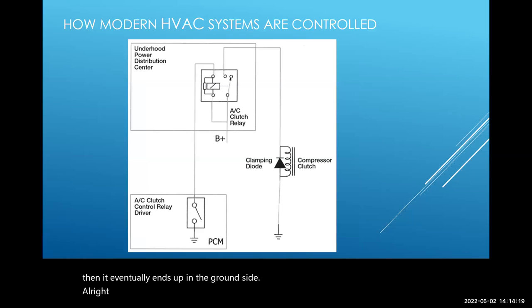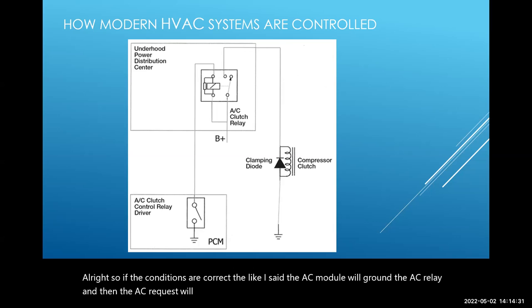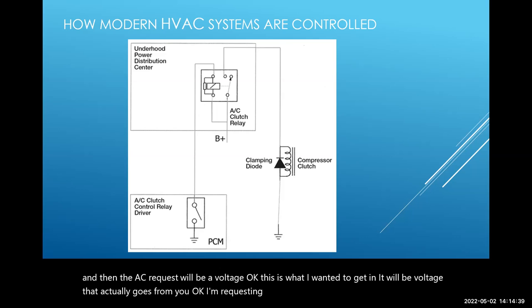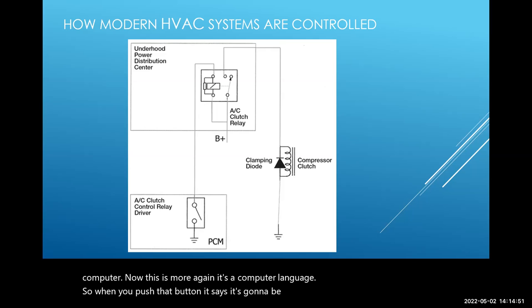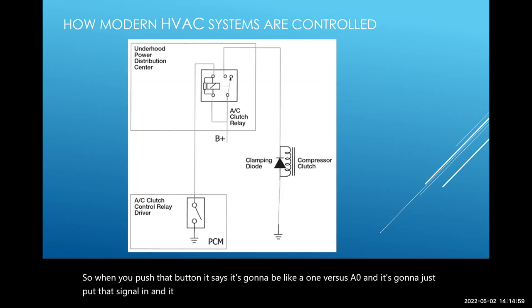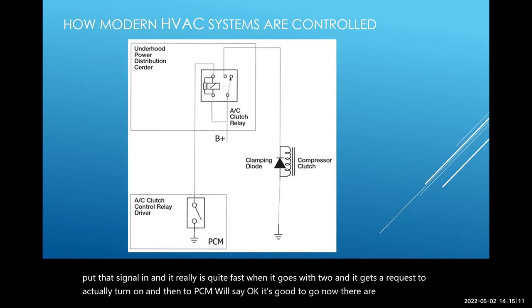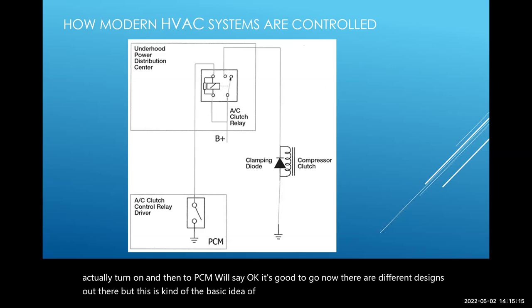All right, so if the conditions are correct, the AC module will ground the AC relay, and then the AC request will be a voltage. This is what I wanted to get into. It's a voltage that says, I'm requesting it on, and it gives a signal into the computer. It's computer language, so when you push that button it's like a 1 versus a 0, and it just puts that signal in. It's quite fast, and when it gets a request to turn it on, the PCM will say, okay, it's good to go. Now, there are different designs out there, but this is the basic idea of how an AC controls that relay.